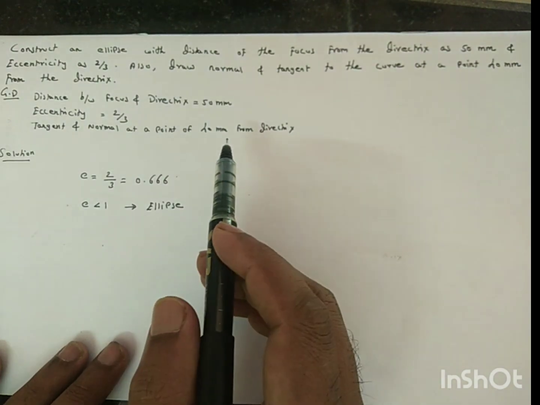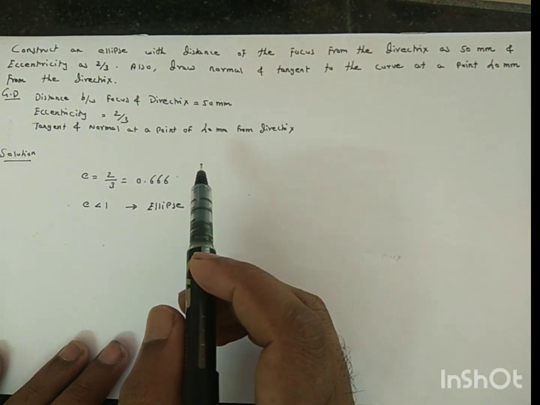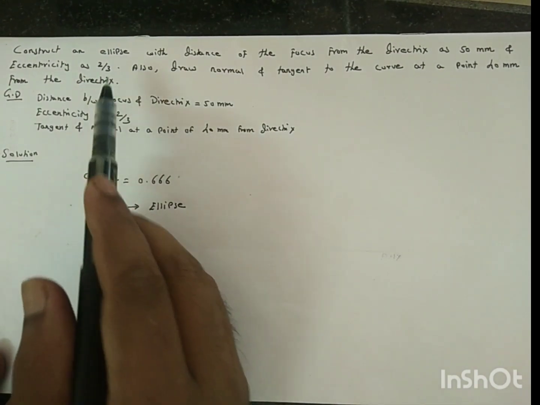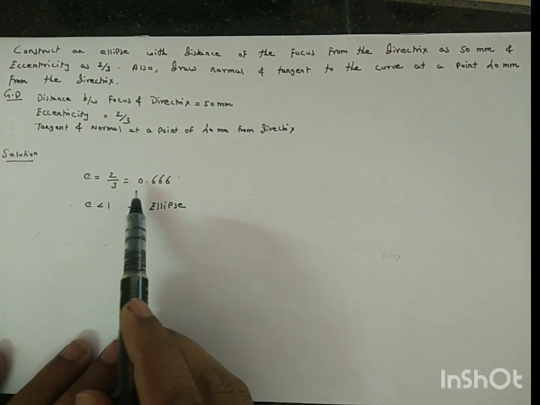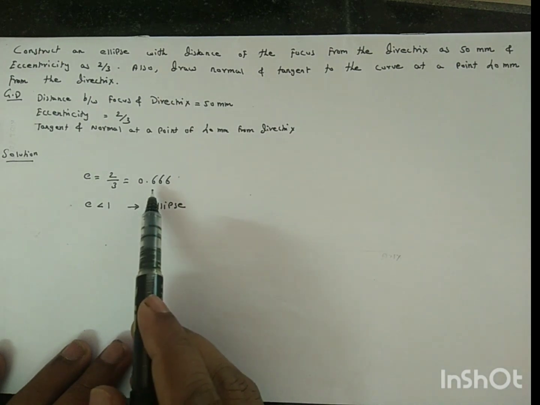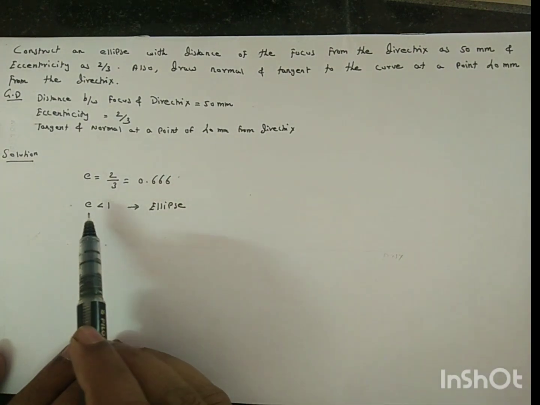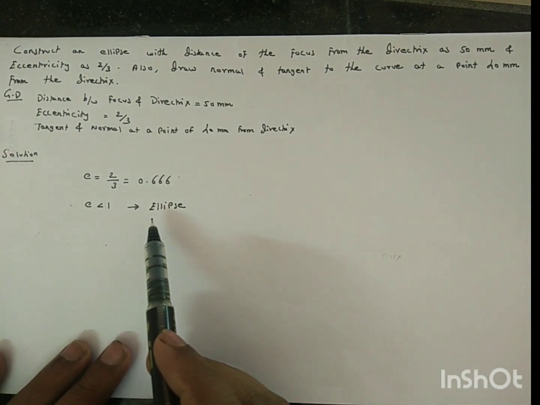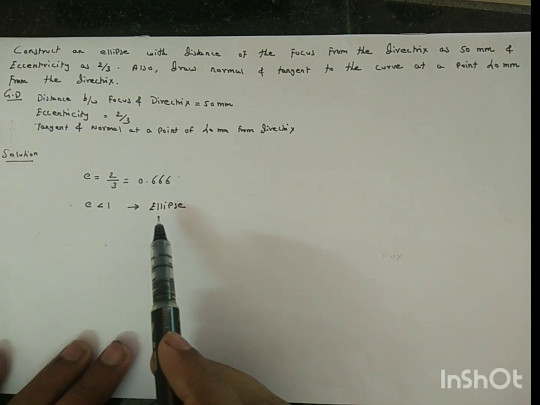So first we need to check the eccentricity value. Here the eccentricity value is given in the problem as 2 by 3. So 2 by 3 is equal to 0.66. This value is less than 1. The eccentricity is less than 1, so the given curve is an ellipse. Now we are going to start to draw the ellipse.